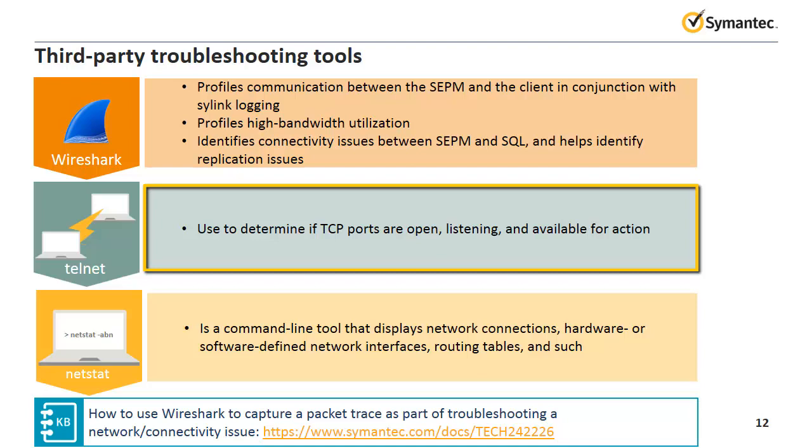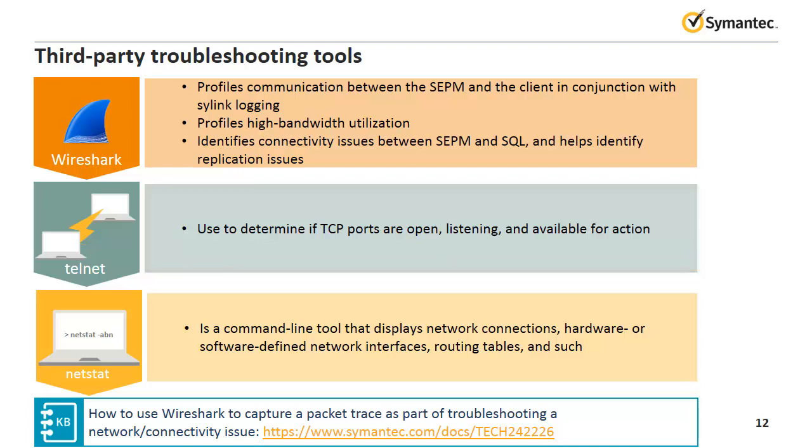Telnet is helpful for determining whether ports are open, listening, and available for action. For example, when you're troubleshooting a communication issue with the SEPM and clients are appearing as offline, you can use Telnet from one of the offline clients to connect to the SEPM over the communication port. If the connection does not work, it's an indicator that the port is blocked or not listening.